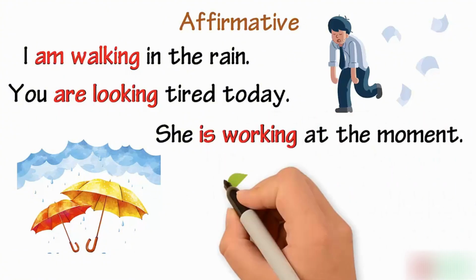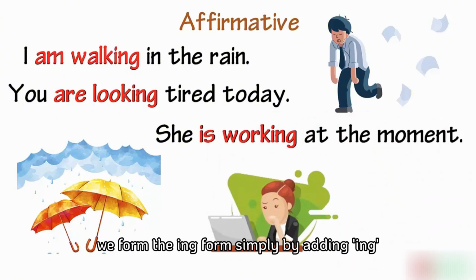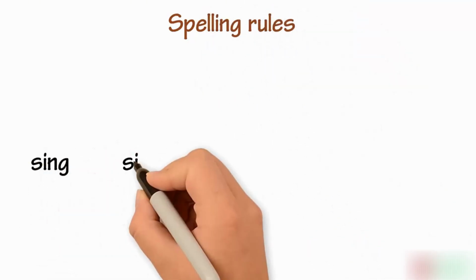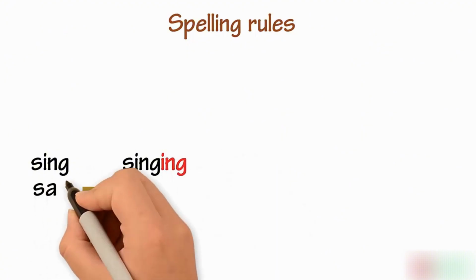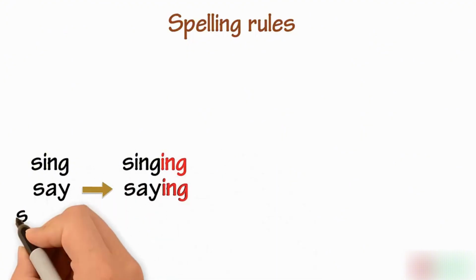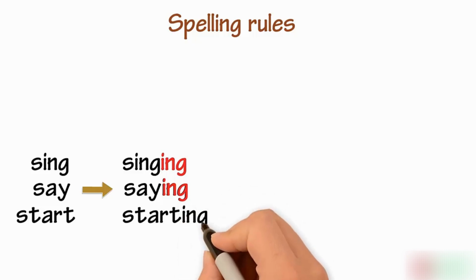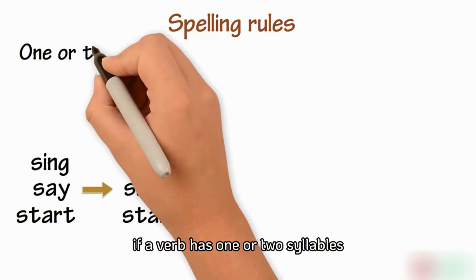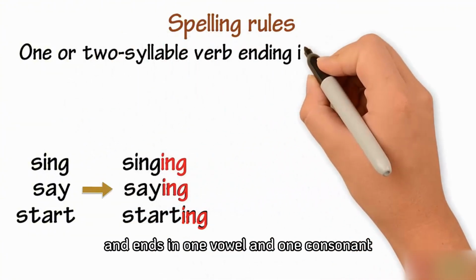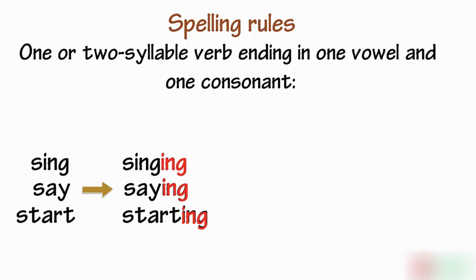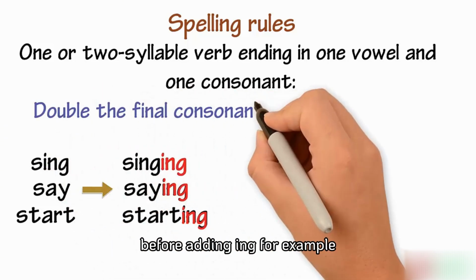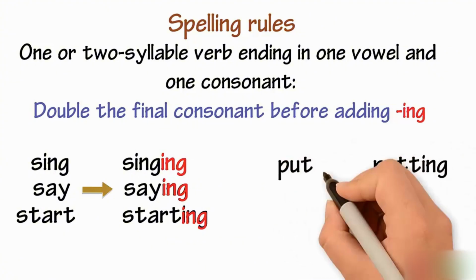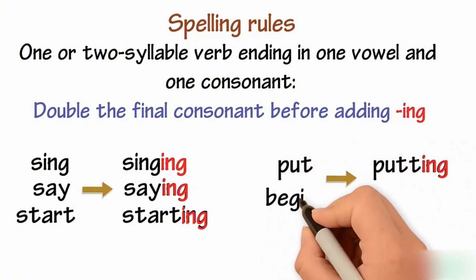For most verbs, we form the ing form simply by adding ing. Sing becomes singing. Say becomes saying. Start becomes starting, and so on. However, there are some special spelling rules. If a verb has one or two syllables and ends in one vowel and one consonant, you need to double the final consonant before adding ing. For example, put becomes putting, and begin becomes beginning.